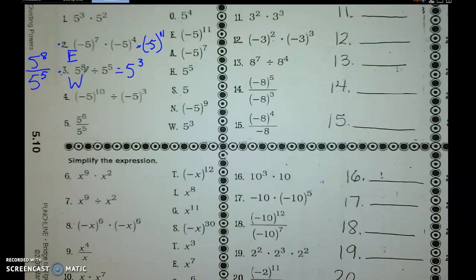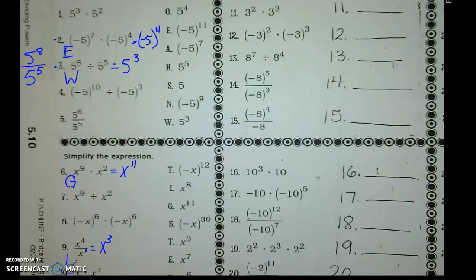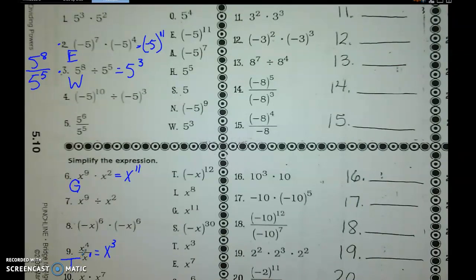Let's look at number 6. Okay, we're multiplying powers, so we have to add them. X to the 9th. And that's going to leave us with x to the 9 plus 2. That's going to be x to the 11th. So that means that G is going to be our answer here. Let's look at number 9. Remember that when we don't see the exponent, that really it's to the first power. So we're going to subtract. 4 minus 1 gives us 3. So that means that for number 9, it is T.